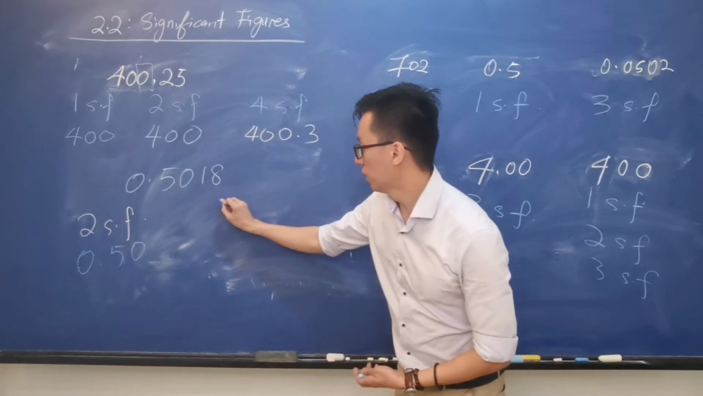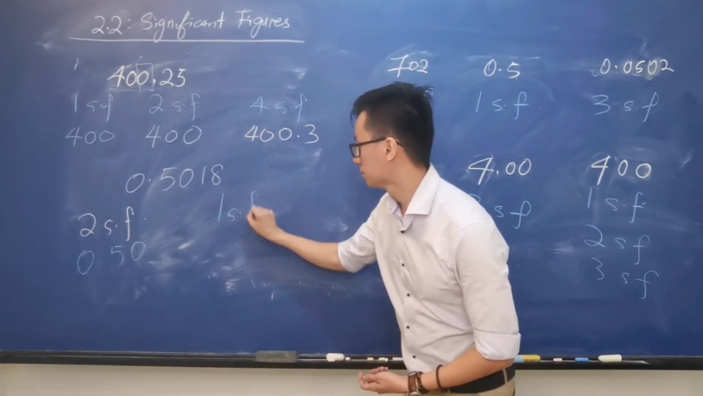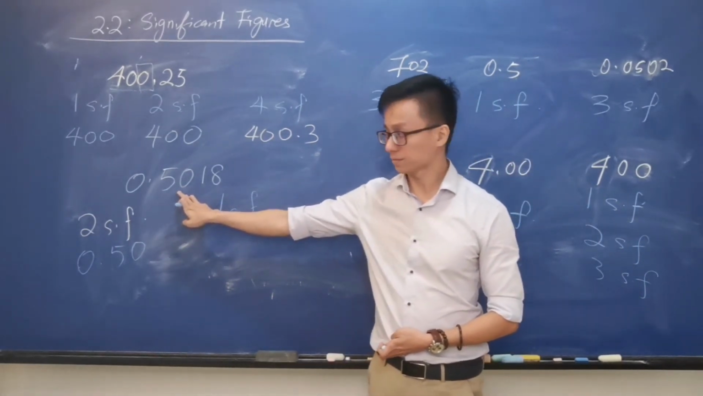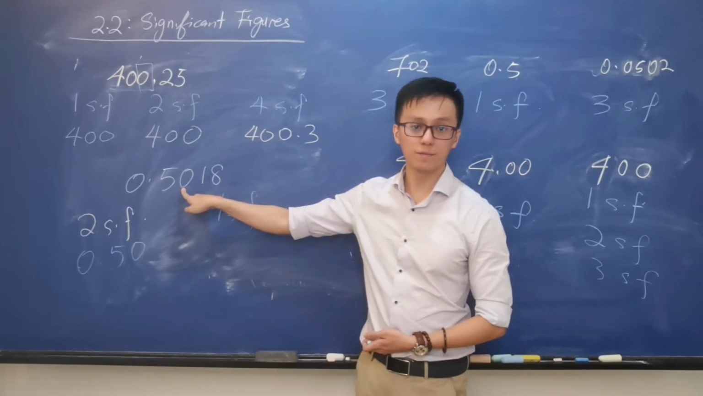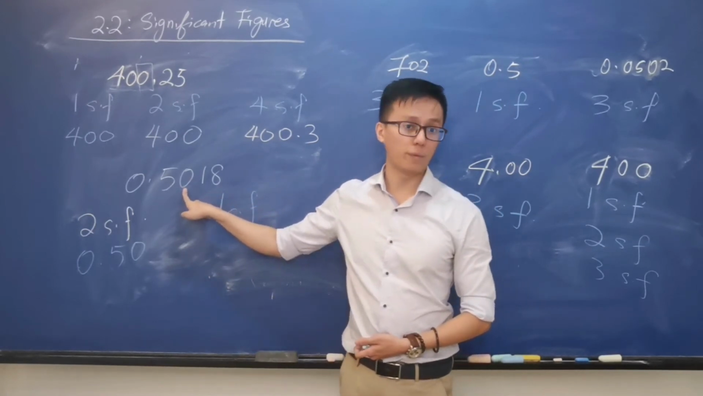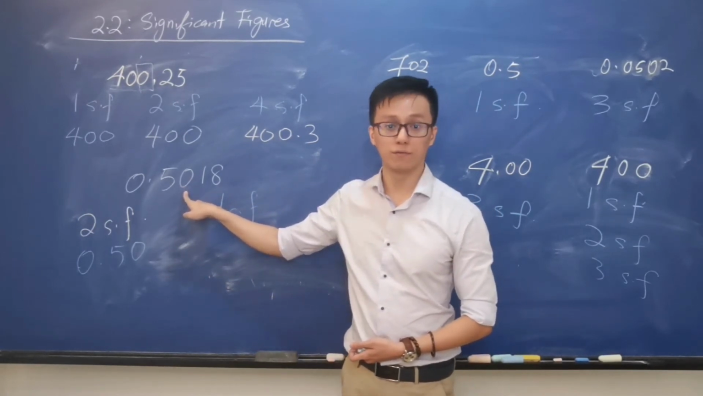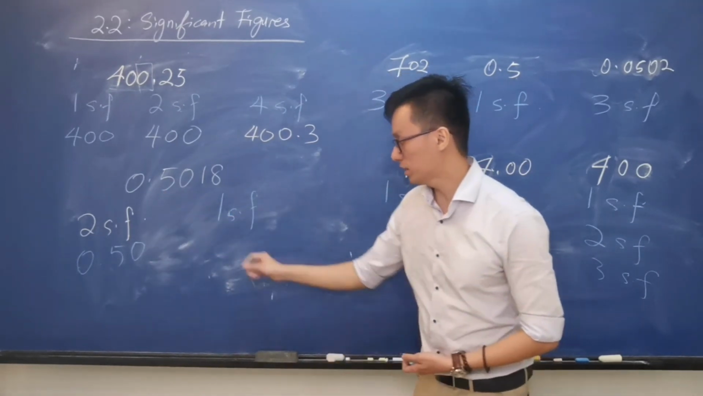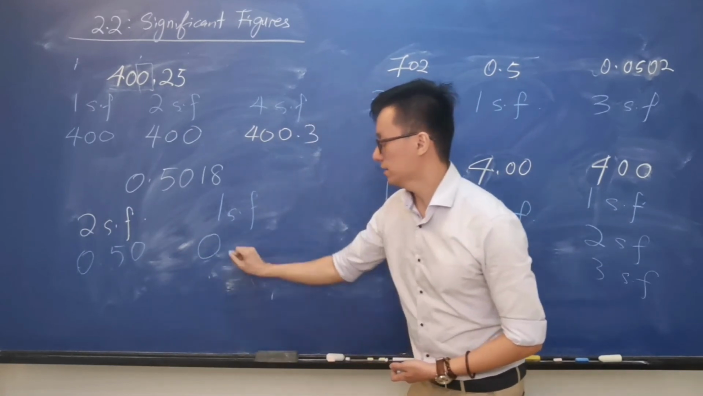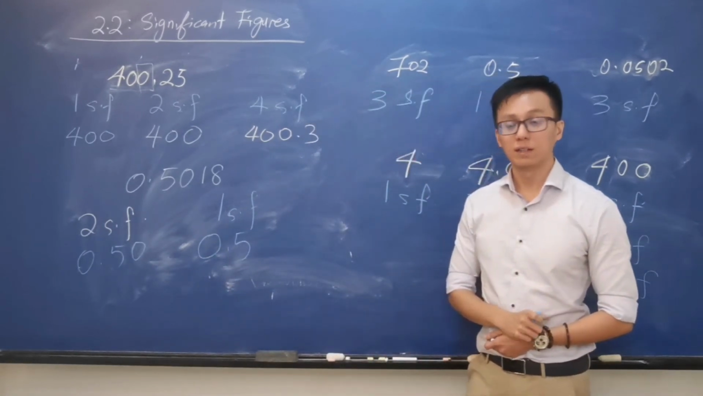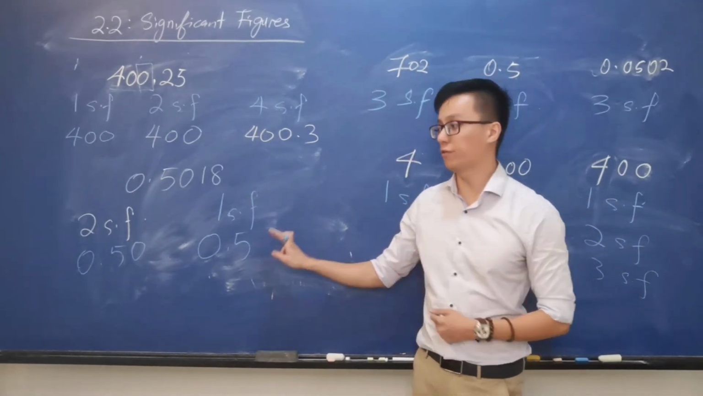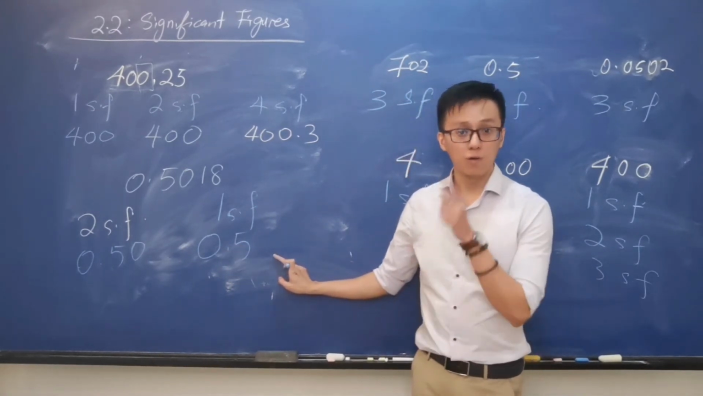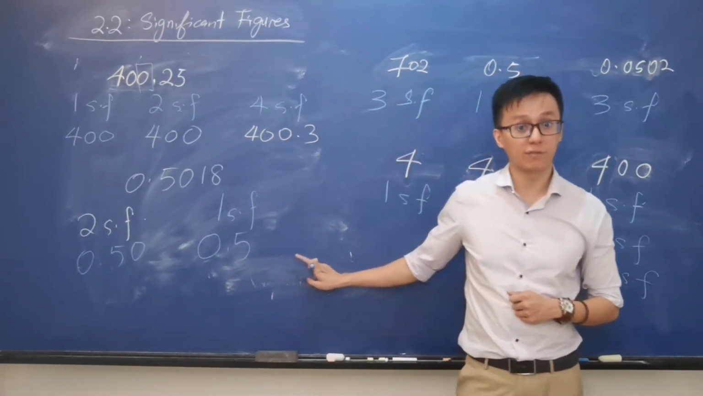How about 1 significant figure? If I want to write this in 1 significant figure, we look at the second number, 0. 0 is less than 5, which means that the 5 here will remain the same. So for 1 significant figure we only write 0.5. The second 0 we don't write out, because if you write out the second 0 after the decimal point, it will always be considered significant.